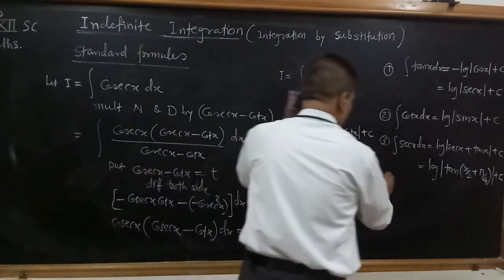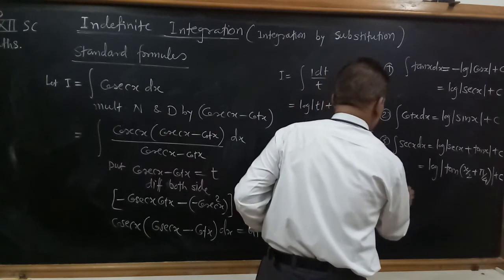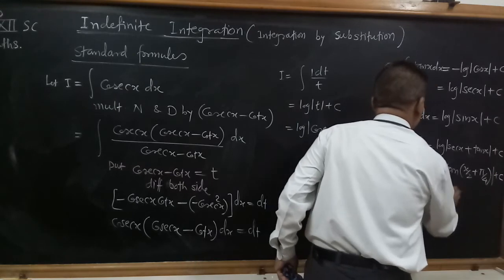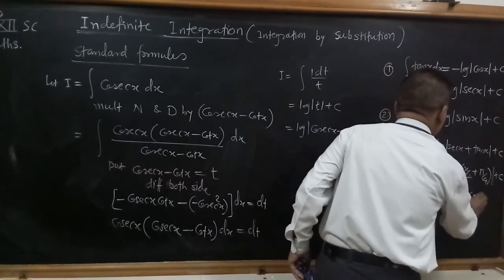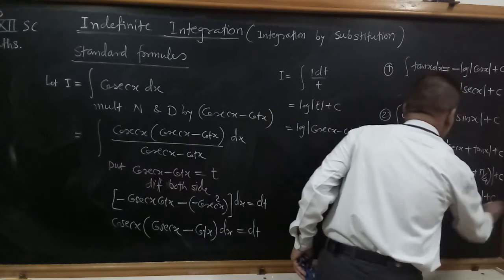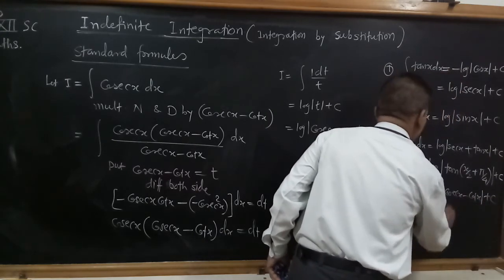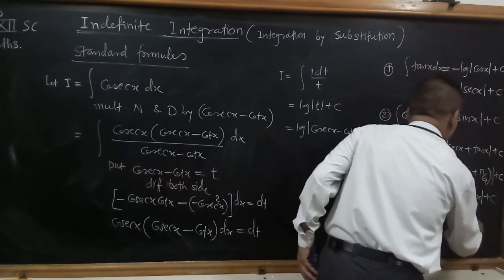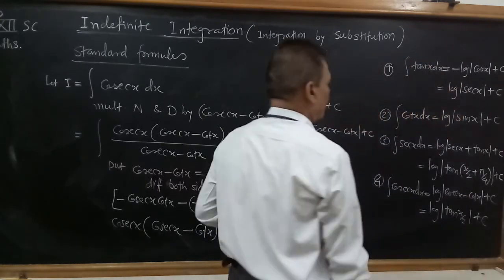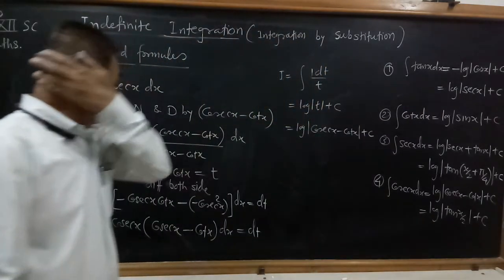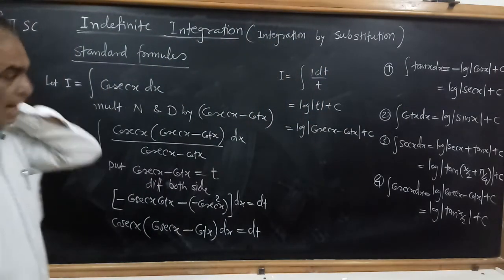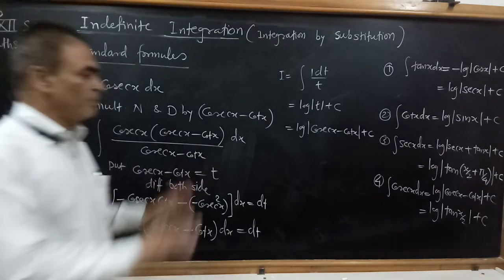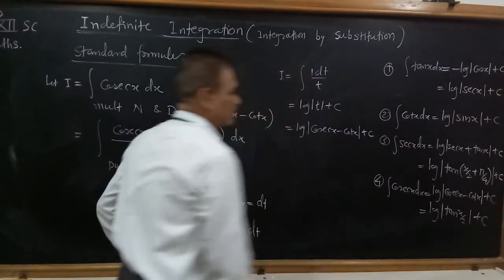Therefore, fourth formula, integration of cosec x dx is nothing but log of mod of cosec x minus cot x plus c, or another formula log of mod of tan of x by 2 plus c. Half angle formula is there. After using half angle, you will simplify and you can remember that formula. Log of mod of tan of x by 2 plus c.